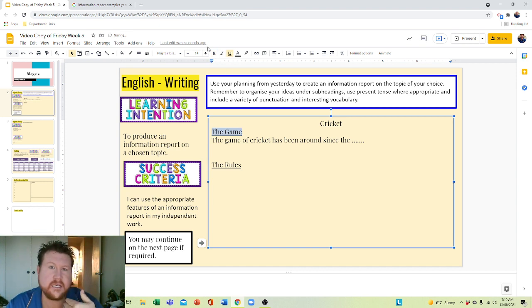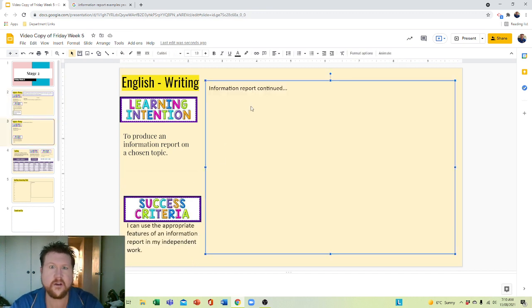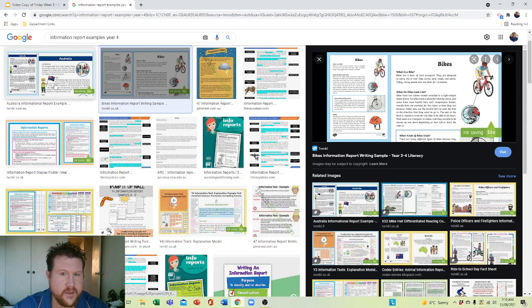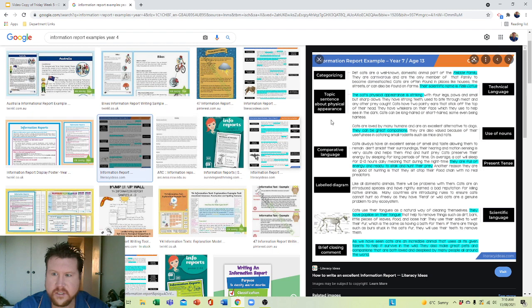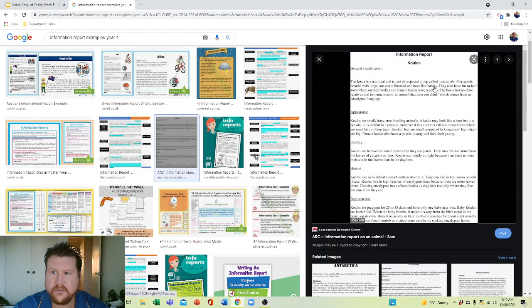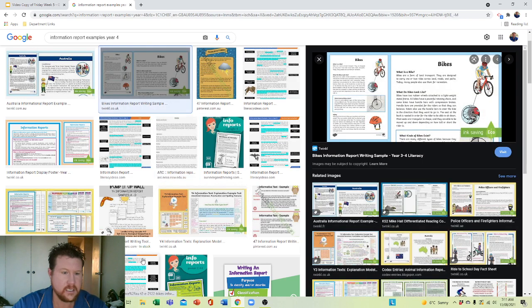Okay, so that is the information report, and again, you've got the space here for the second page. Do not sell yourself out. Information reports aren't 3 lines. Look at all these ones. Look, every single one of these is huge. Look at all these reports. Look, they're massive. That report there, the one on koalas, is the level that we expect from about a year 4. This one on bikes, possibly year 3.